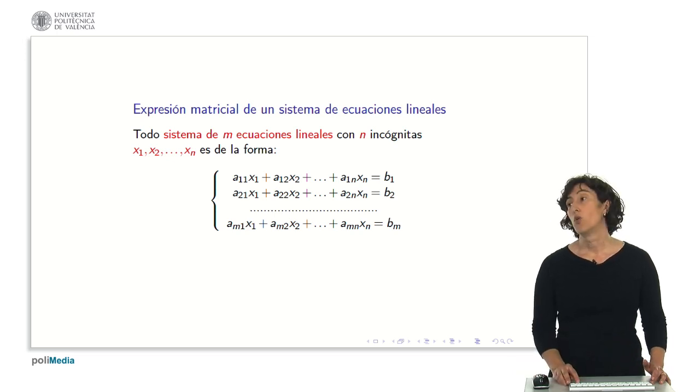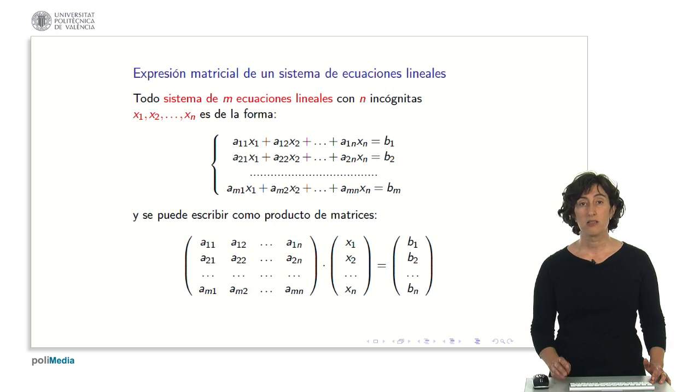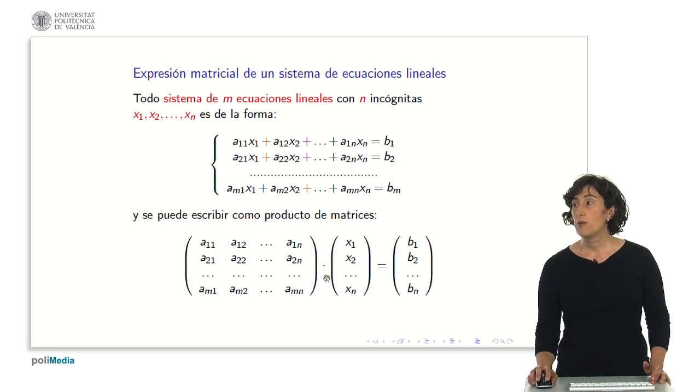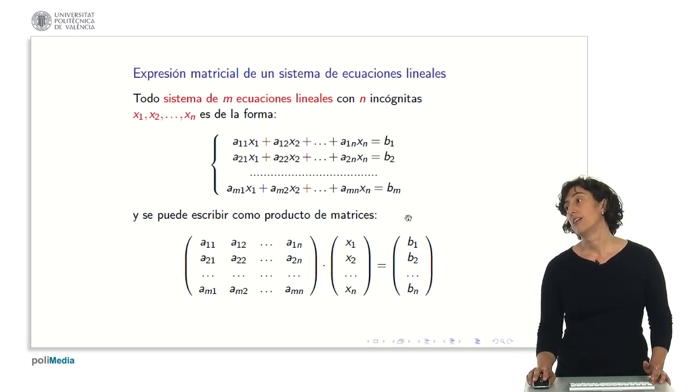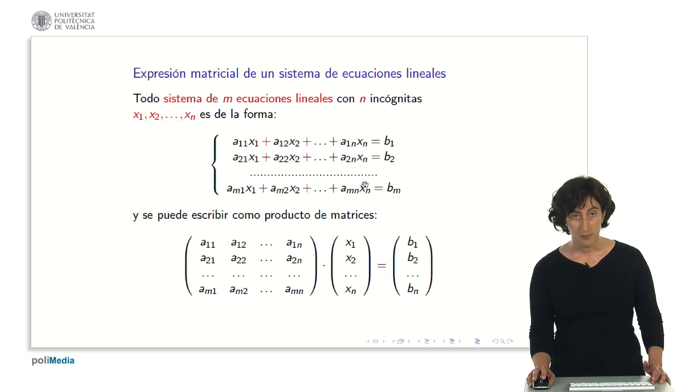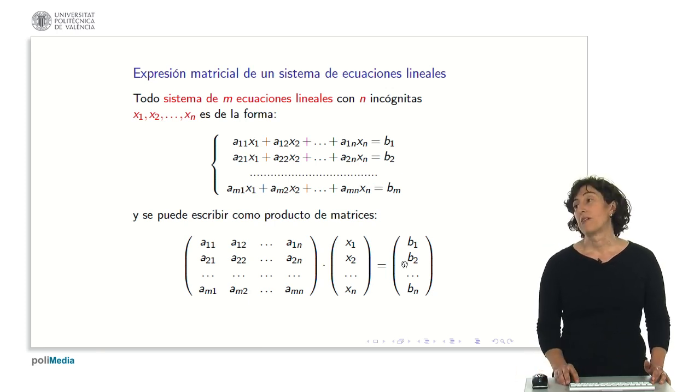Well, this system also admits an expression as a matrix product, where I would put the matrix in which I only put the coefficients of the unknowns, multiplied by the vector of unknowns, equal to the vector of independent terms. As you can see, the product of this matrix by this one, a11 times x1 plus a12 times x2 plus a1n times xn equals b1, would give me the first equation. Second row times this vector equals b2 would give me the second equation, and so on.